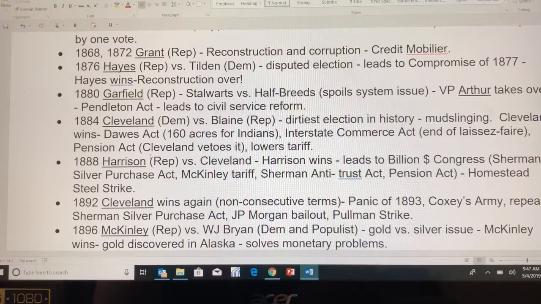The next election is the Cleveland election, and this is when we have mudslinging about Cleveland having an illegitimate child, and eventually Cleveland will win despite that.